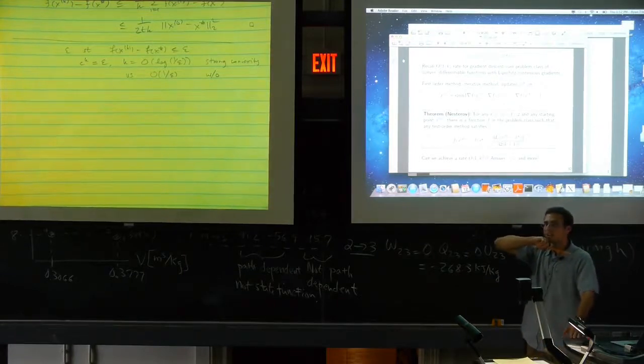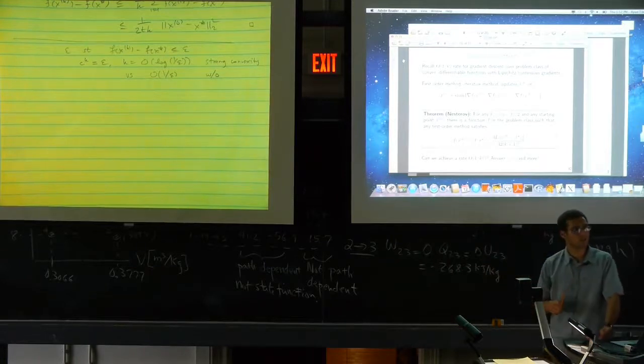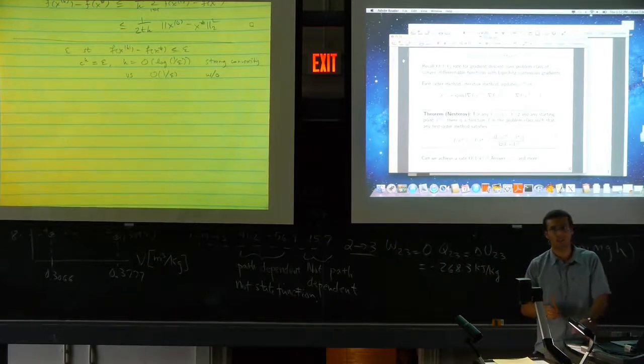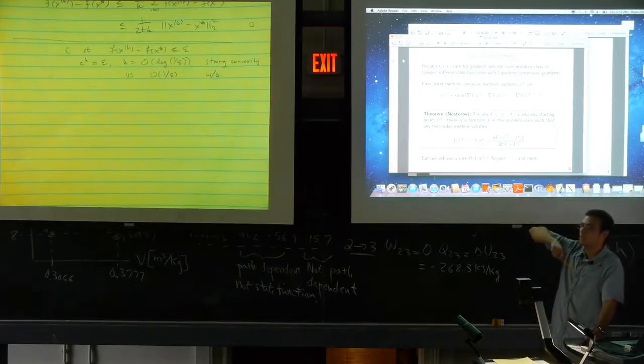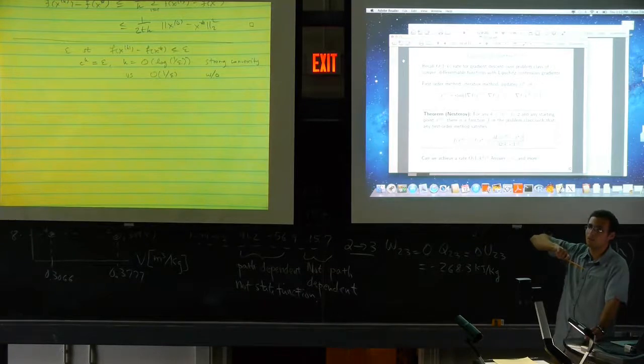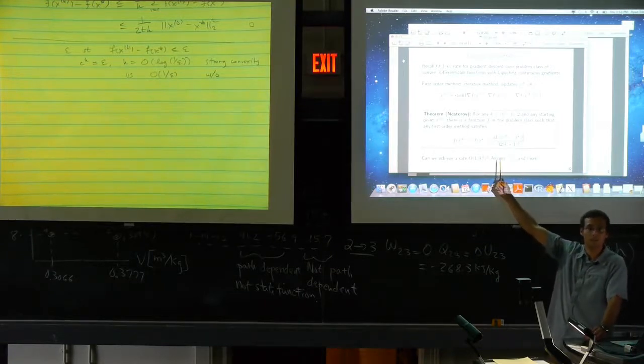So now we're going to ask, what's the very best we can do with a first order method over the class of functions whose gradients are Lipschitz with constant L? We got 1 over k with gradient descent. Can we do better? And there's this nice theorem by Nesterov.